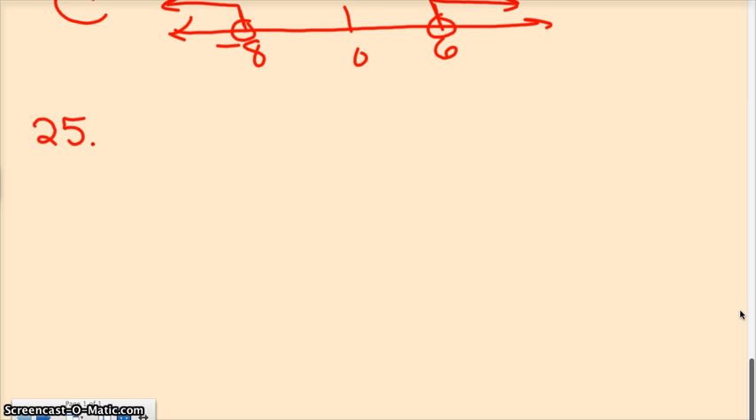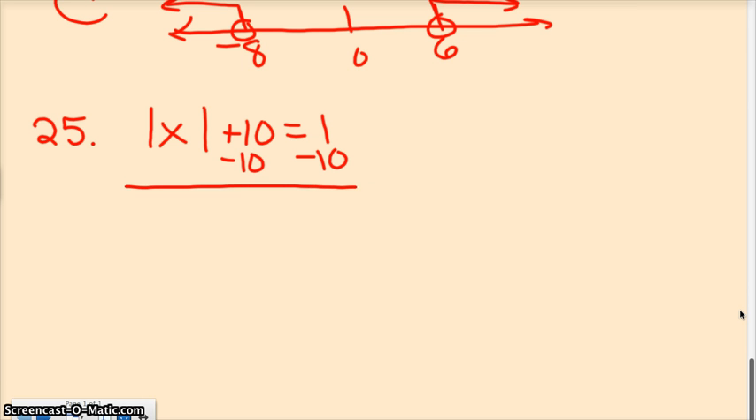25. The absolute value of x plus 10 equals 1. I have to get my absolute value sign alone before I make my cases. So I'm going to subtract 10, and you get the absolute value of x is equal to negative 9. No, it can't happen. I have to make my negative case. So I say no solution. No solution is D.